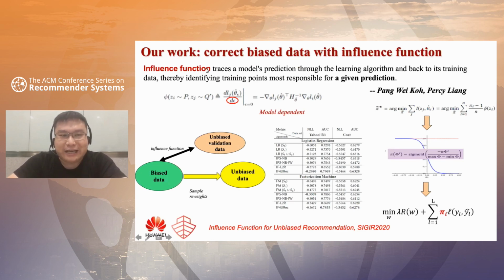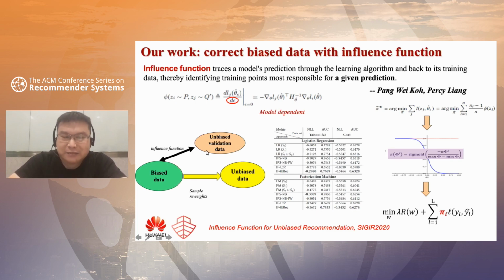Here is the definition of the influence function. It traces a model's prediction through the learning algorithm and back to its training data, thereby identifying the training points most responsible for a given prediction. Here is the formula to compute the influence of a sample j on the training side to a sample i on the validation side.